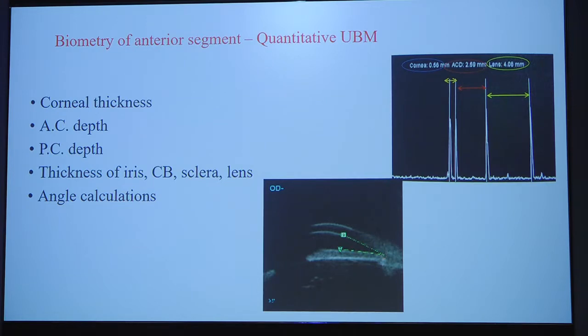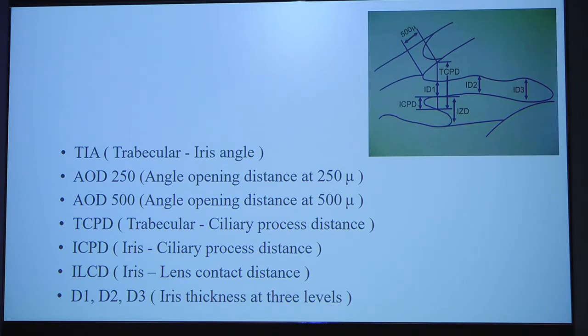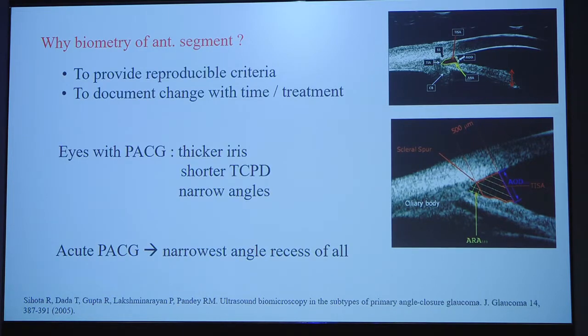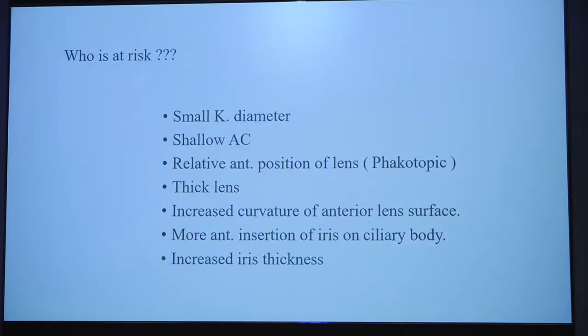UBM also helps in the biometry of the anterior segment. We can measure different parameters. You can do lots of calculations in the angle as well. So what is the role of all these angle calculations? To provide reproducible criteria, and when you want to document change either over time, longitudinally, or with your treatment. In primary angle closure glaucoma, the iris would be thicker, the trabecular ciliary process distance would be shorter, and overall the angles would be narrow. And acute angle closure glaucoma having the narrowest recess of all of them.